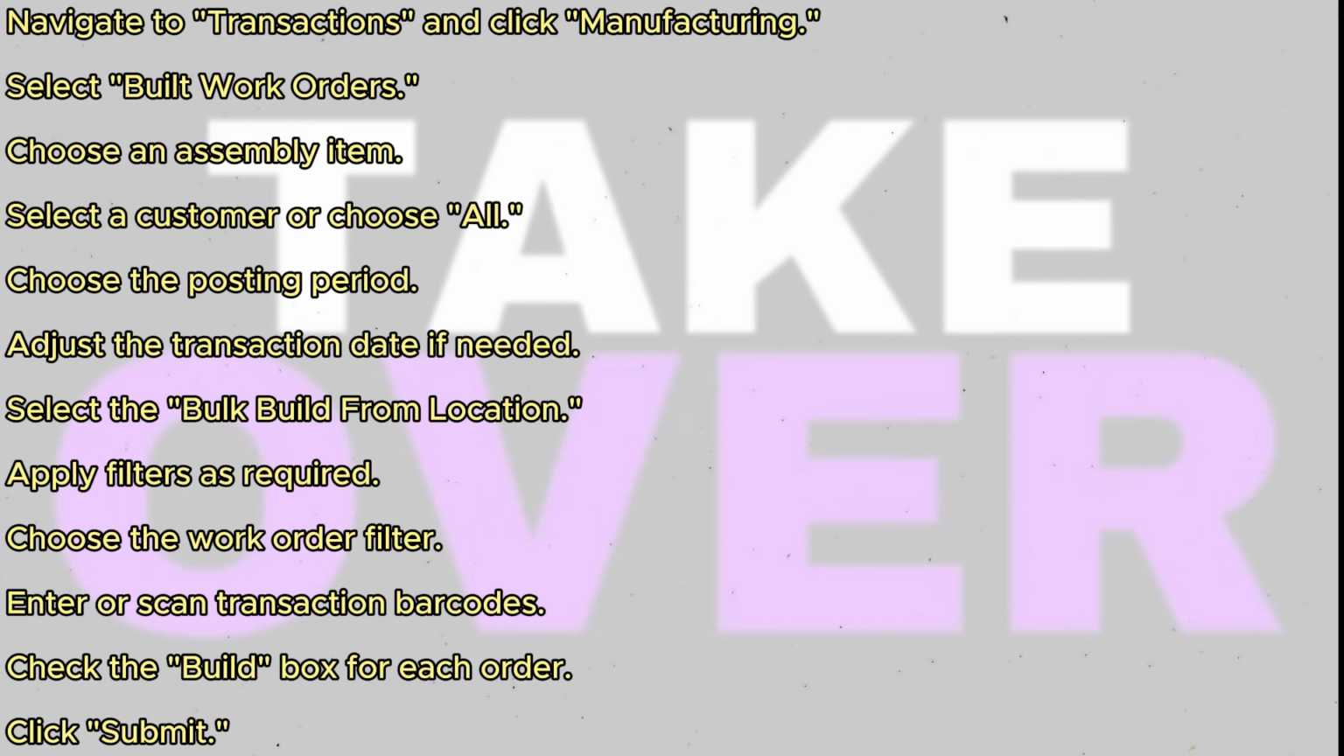In the Filter by field, choose one of the following work order filters: some items committed, all items committed, or ignore item availability. Click on the Select Order Number field to enter or scan transaction barcodes. Check the build box beside each order you want to build. Finally, click Submit to complete the process.